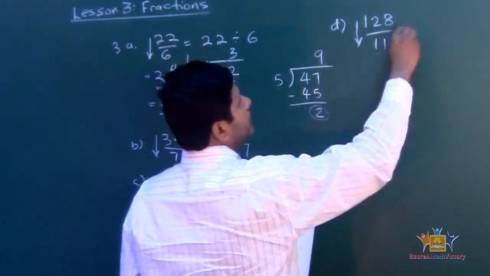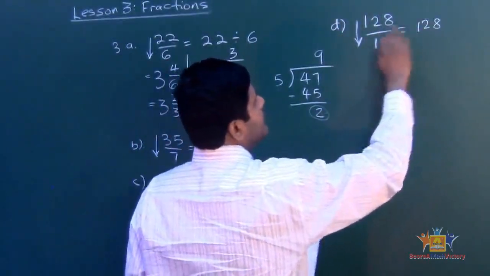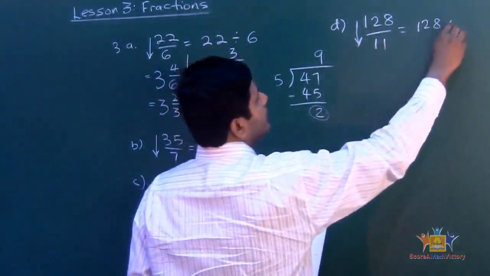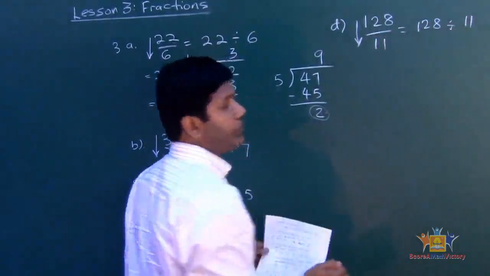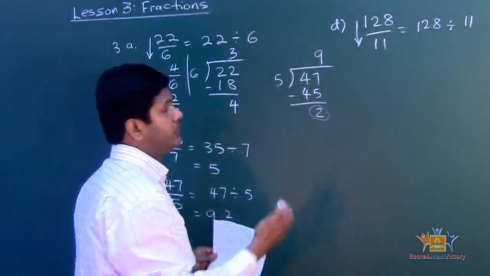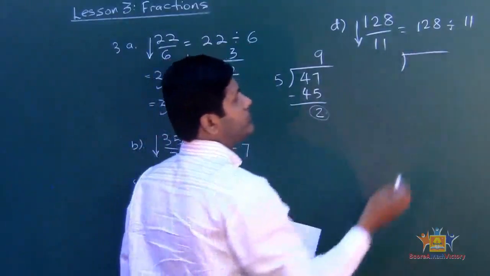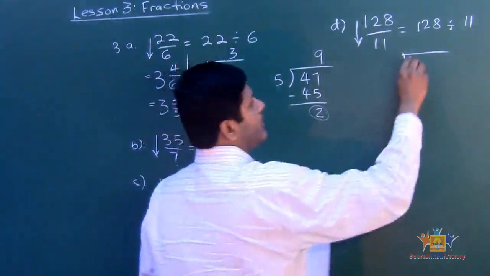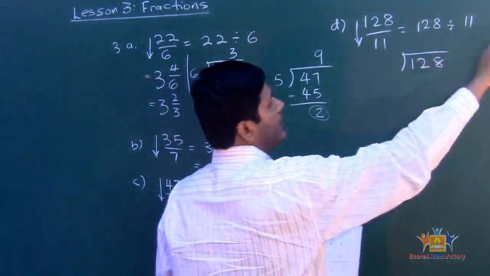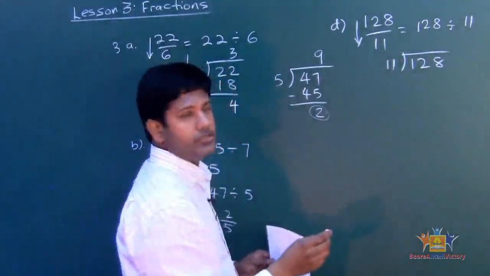Okay, arrow down method, that means 128 divided by 11. So we're going to use the long division method. I'm going to use the cage approach. 128 goes inside the cage, and 11 goes outside the cage.